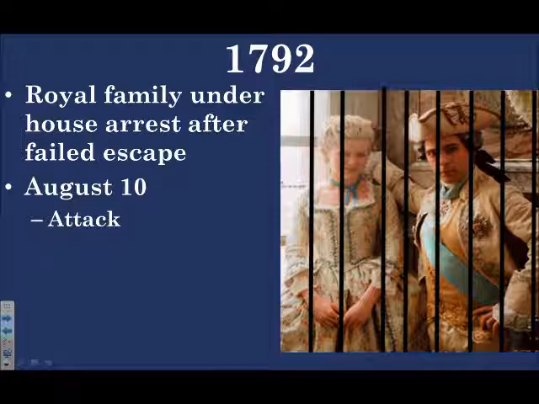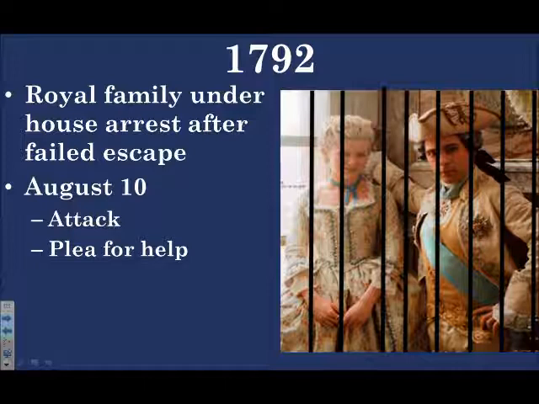They kill hundreds of the royal guards. And they break into the palace, and the royal family hears this, and they run for their lives. They are able, through secret passages, to get across the river to where the National Assembly meets. And they beg the National Assembly, please help us. The people are trying to kill us.